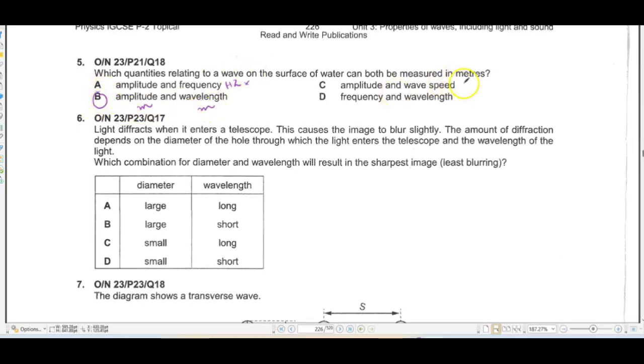Amplitude and wave speed. Wave speed is measured in meters per second, so that's not correct. Frequency and wavelength. Frequency is measured in hertz and wavelength in meters, so this is also not correct. B is the correct option for that.